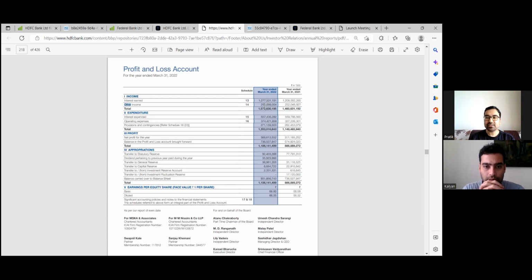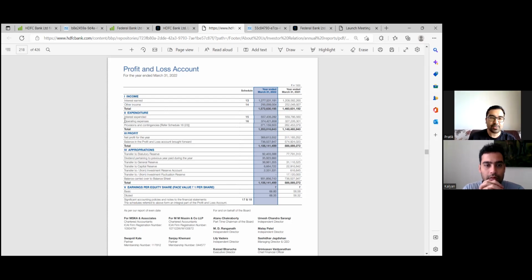For many banks, net interest income was negative for many years, the last couple of years actually. They were only making money based on other income. But now, because interest rates have gone up, the net interest income has also turned positive for most of the banks.